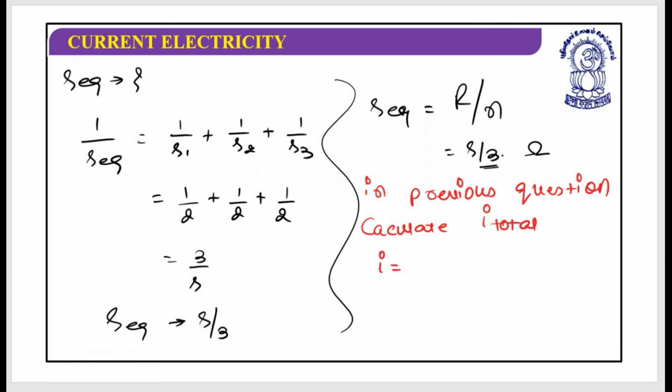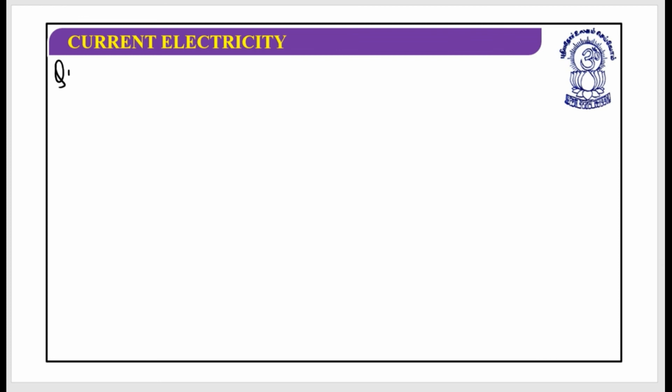So this I is equal to E equivalent divided by R equivalent plus R. The E equivalent was 6 volt. The R equivalent is R by 3, and my internal resistance is 2 ohm. So it's 2 by 3 plus R. This is the answer. I hope these things are clear. Any issues in this? No? Great. Now next question.